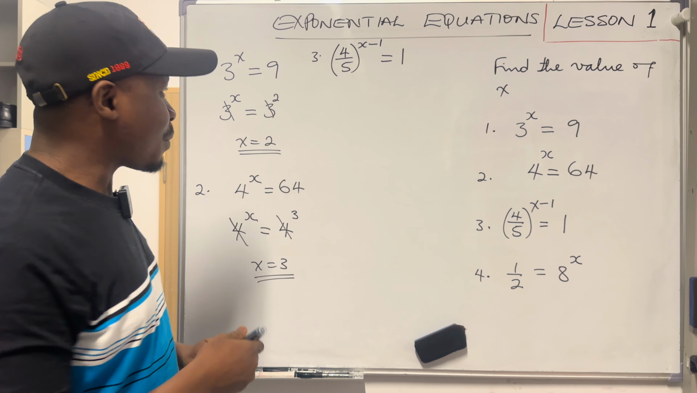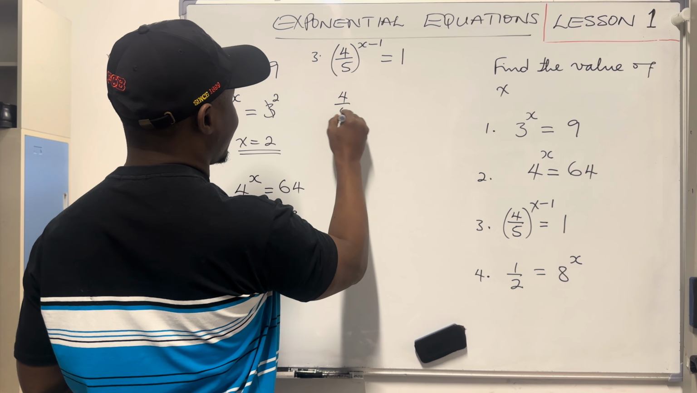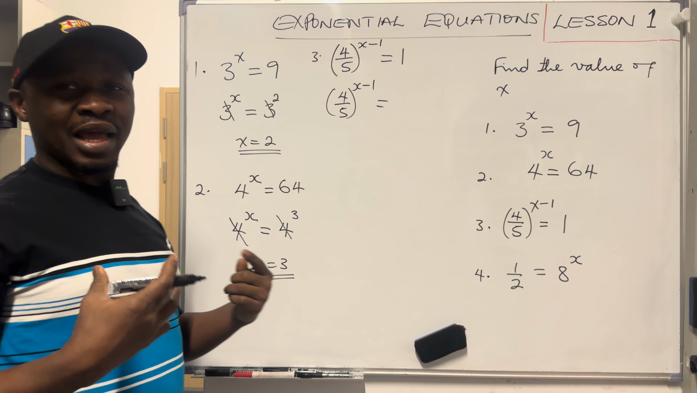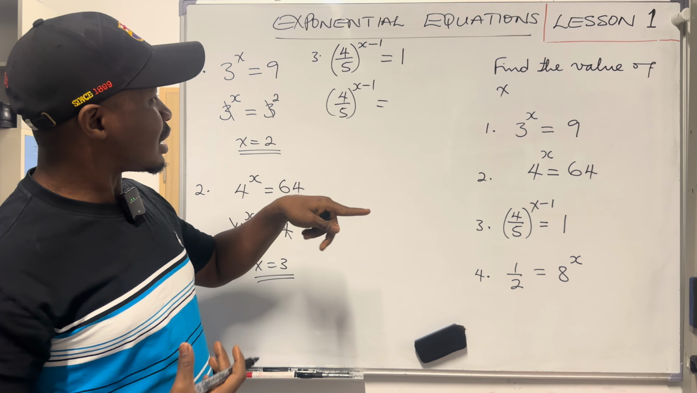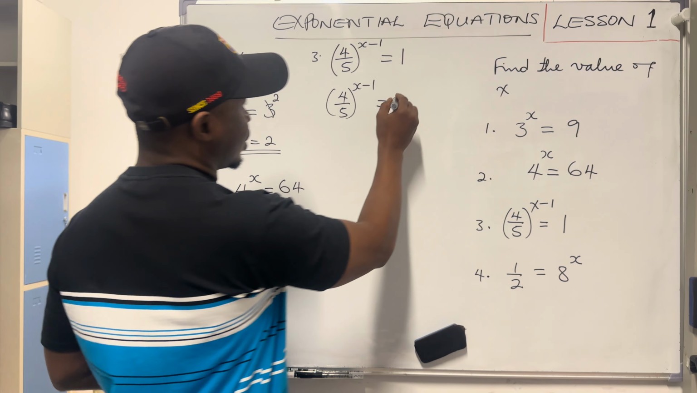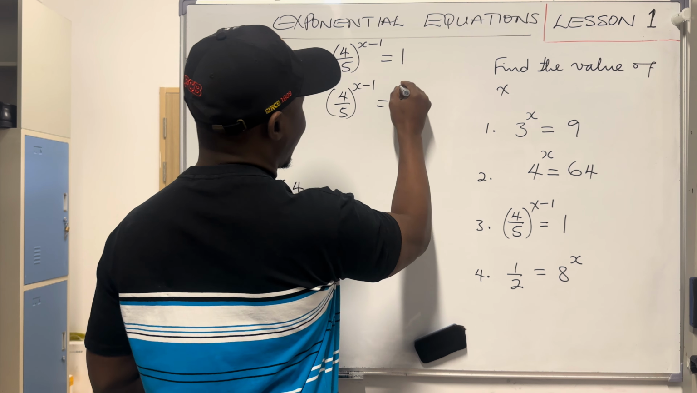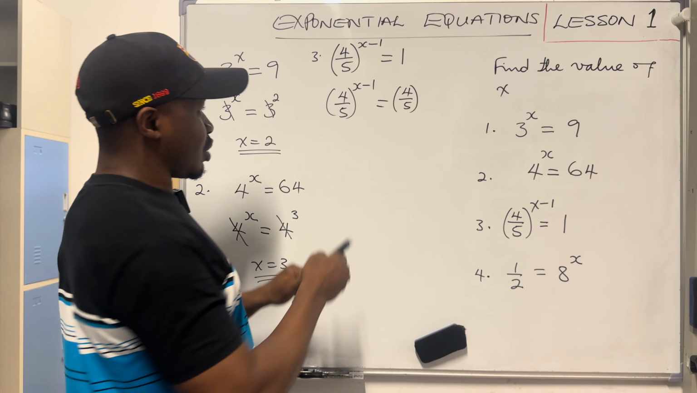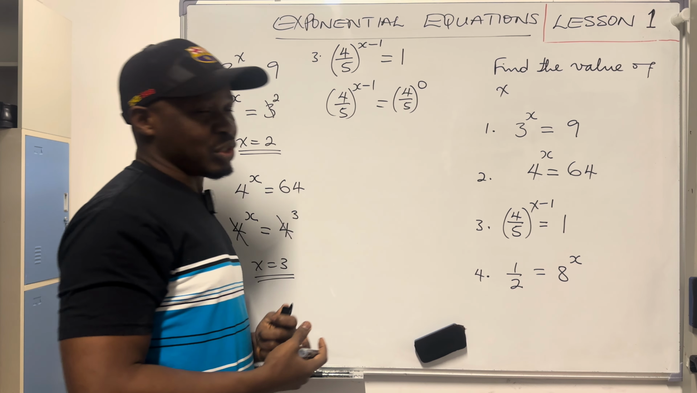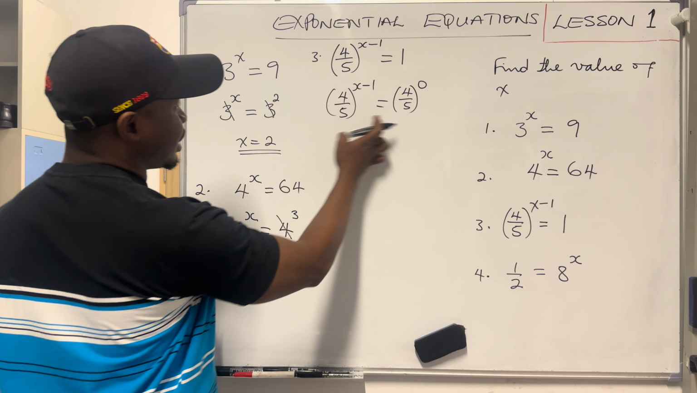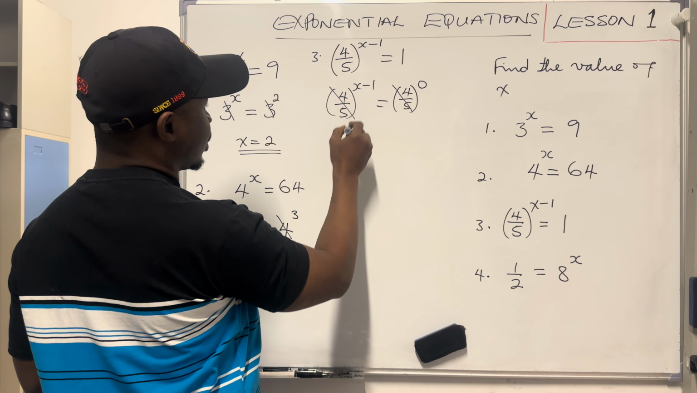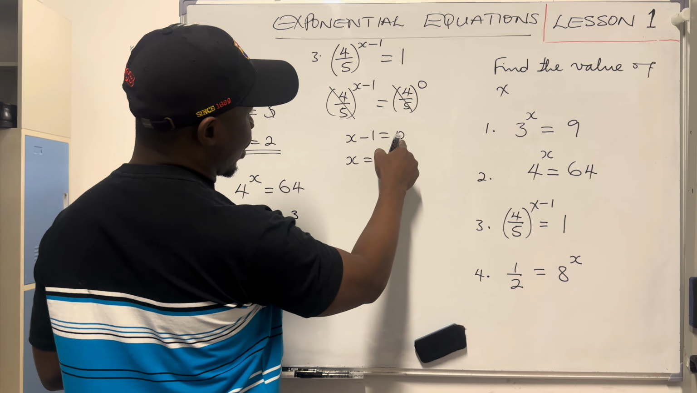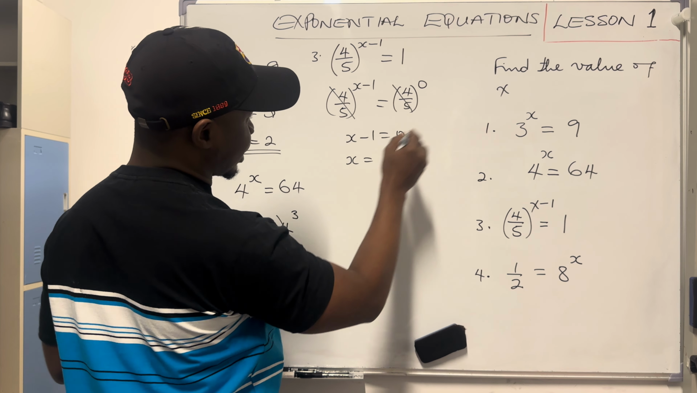So given here (4/5) to the power x minus 1, and this is 1. But our target is to have the same base. The base here is already 4 over 5. So we say 4 over 5, and there is no number you can use here as a power to give you 1 except 0. Remember, any value raised to the power 0 is 1. Now the bases are the same. This takes away this. So x minus 1 is now 0. So x is equal to, we move this to the other side, it becomes 1.